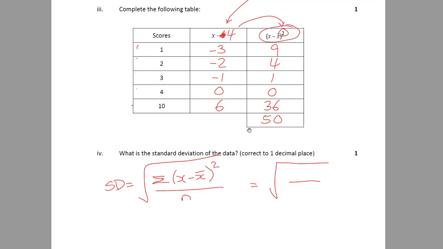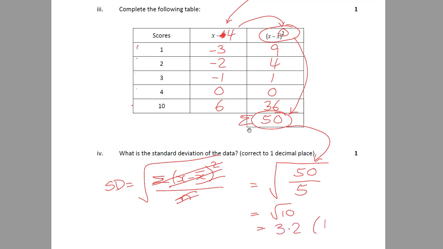Here's the x minus x bar squared column, and here's the sum of it. It's just a 50. This thing here is 50. Number of scores is 5, because there's only 5 scores. That's my answer. Square root of 50 on 5. In other words, square root of 10. In other words, root 10 is 3.2-ish. 3.16, 3.2 to 1 dp. Done.